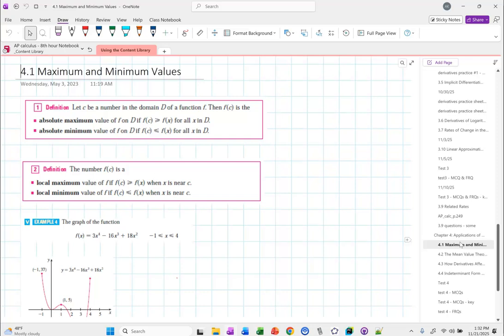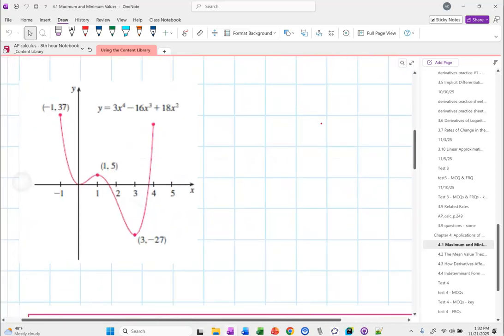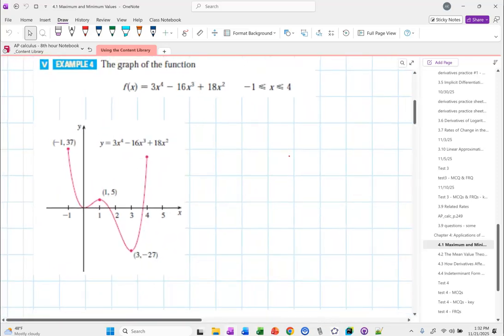All right. So let's look at an example. This is the function y equals 3x to the fourth minus 16x cubed plus 18x squared, and it's defined on the interval from -1 to 4. So this is a closed interval because the endpoints are included in the domain, right?